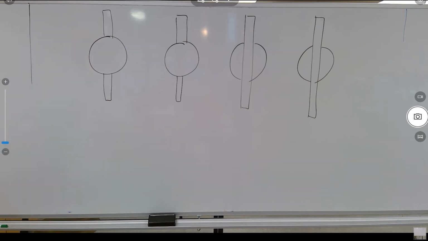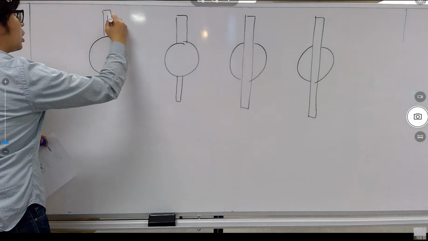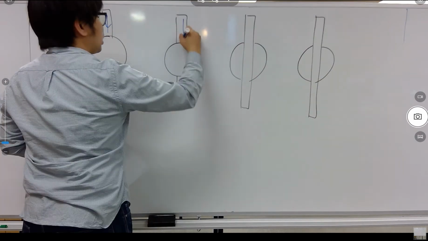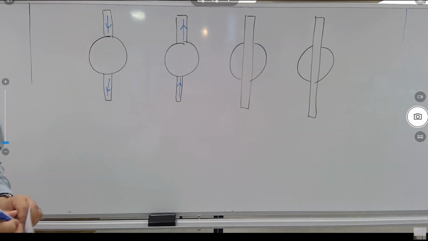In this first question, current is going from, this is positive, that's negative, right? So current is going this way. In the second question, it's going this way. We can reverse it later, right? So in the first question, the current is going down, and in the second question, current is going up. Now we look at the two compasses.